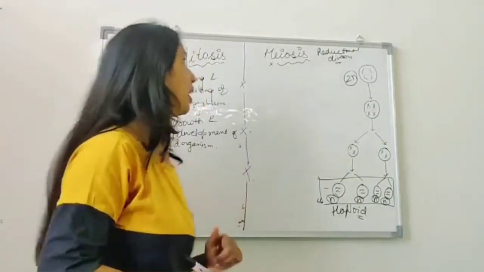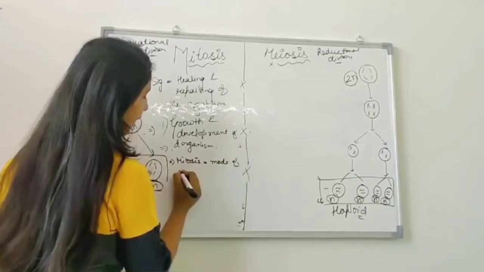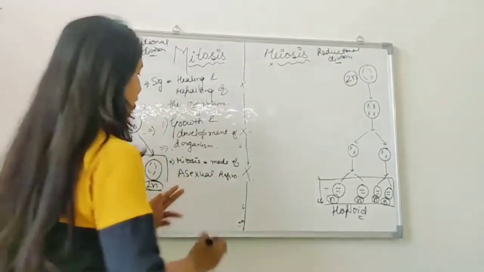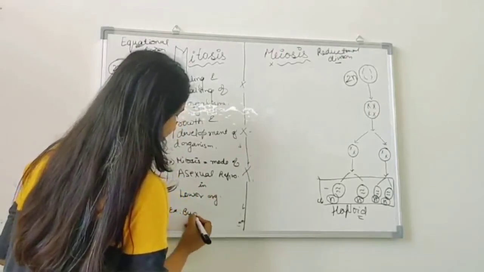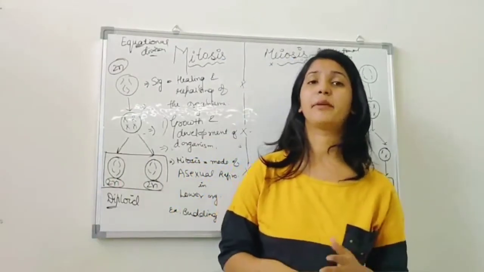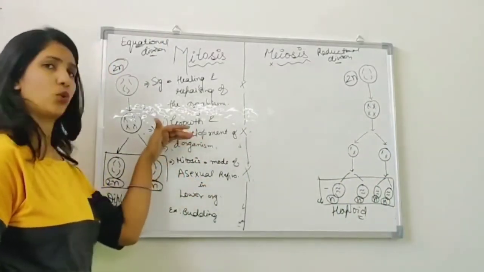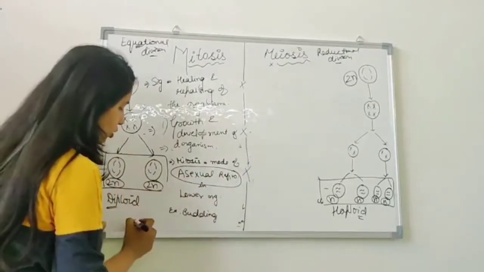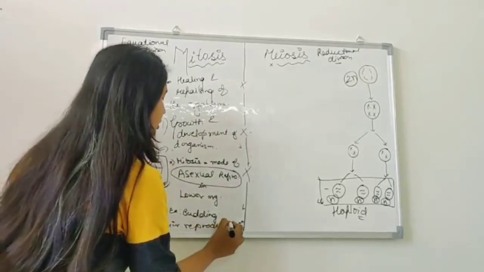But you have to learn one more thing. Mitosis is a mode of asexual reproduction in lower organisms. Example, budding or binary fission. Binary fission happens in bacteria and budding happens in yeast or fungi. So you have to learn that it is a mode of asexual reproduction. It helps in growth and development and it helps in healing and repairing. And for asexual reproduction, you may come across the term vegetative reproduction, which is also another name for asexual reproduction.